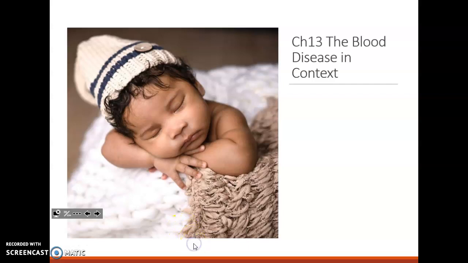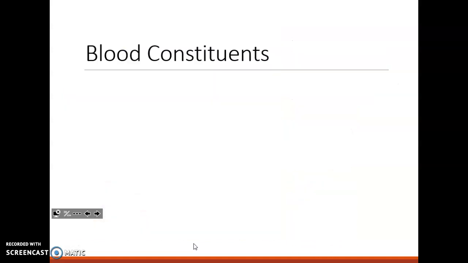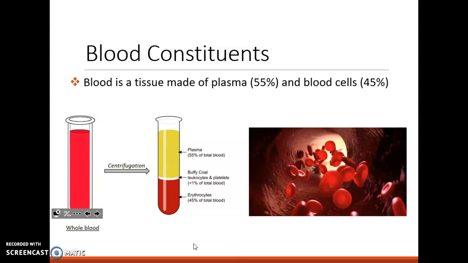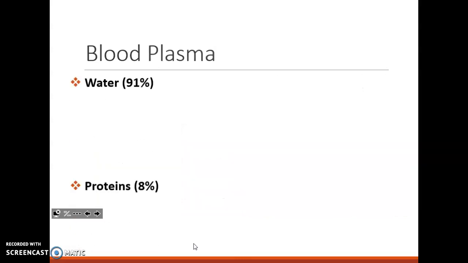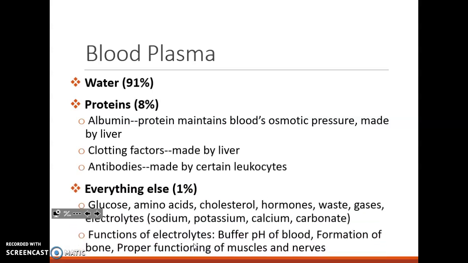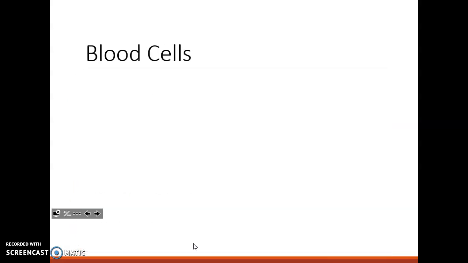In part C, we learned about the blood, and we're going to finish talking about the blood. We learned about baby Cole and his hemoglobin abnormality. We learned about the blood constituents, how there's plasma, and then blood cells, and we learned about what makes up plasma: water, and proteins, and all the other good stuff like electrolytes and glucose.